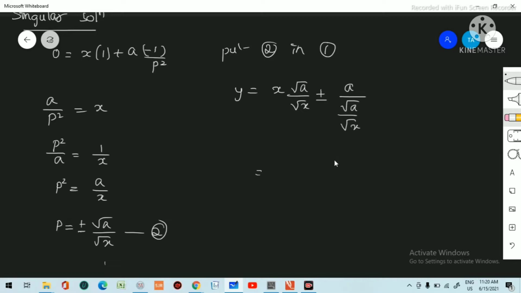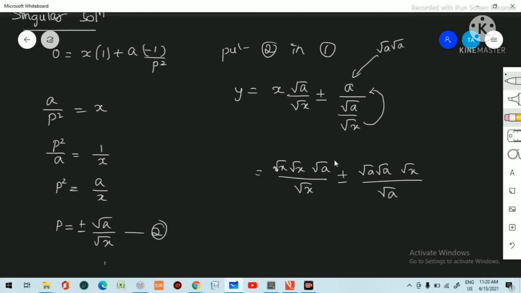Is it fine? Now observe this. X can be written as square root of x into square root of x, with square root of a as it is in the numerator, and square root of x in the denominator, plus or minus numerator square root of a into square root of a, which will become a, and this will be square root of x by square root of a. This is going in the numerator, and this part we can write as square root of a into square root of a. Just cancel those parts which are getting cancelled now. Square root of x, square root of x.